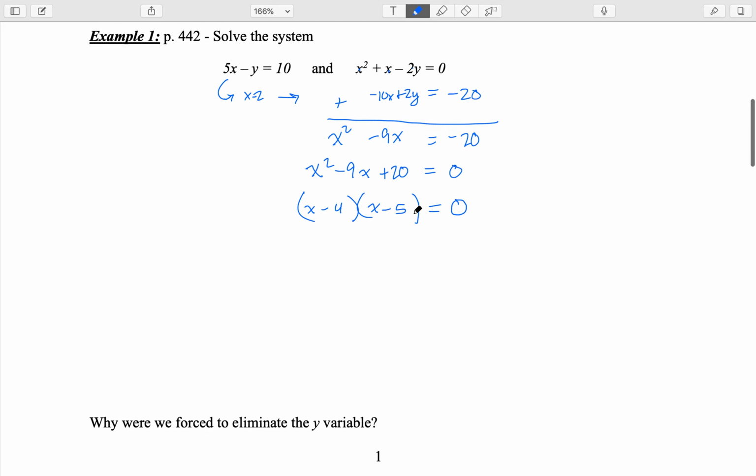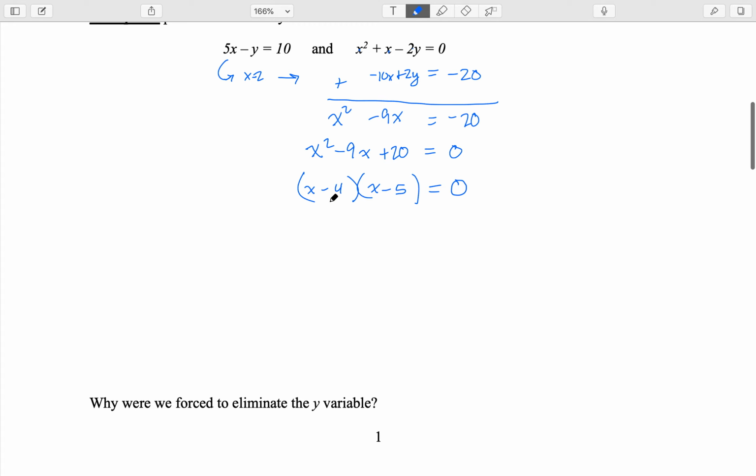Because now that it's equal to 0, I can use my 0 property, which means x minus 4 is equal to 0. X minus 4 is equal to 0. You know what that means. You know that that means x is equal to 4. And x minus 5, that means x is equal to 5. So I get two different sets of solutions, right?